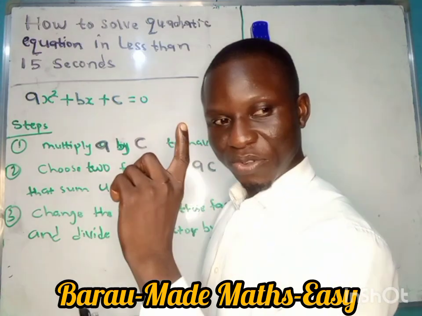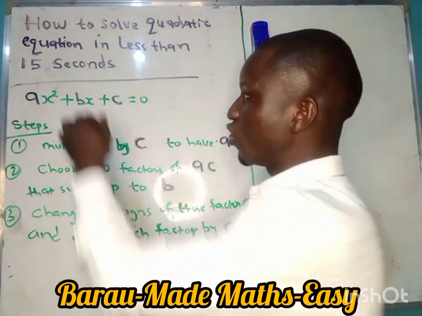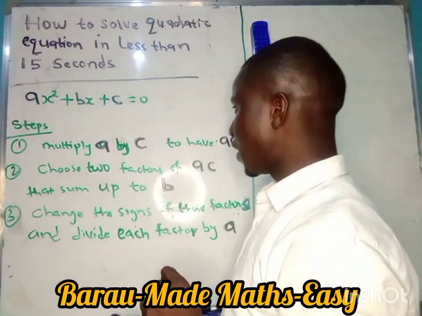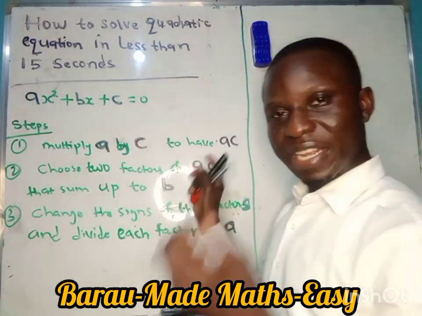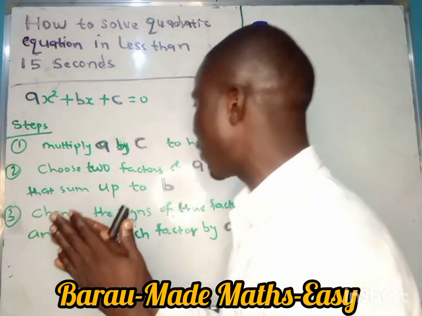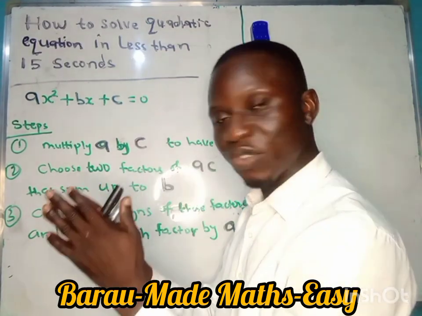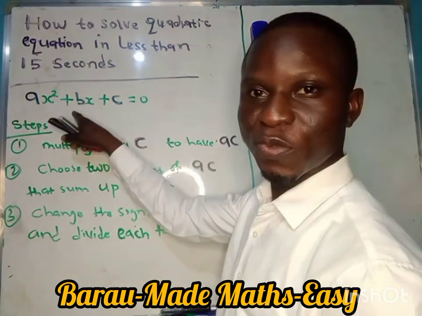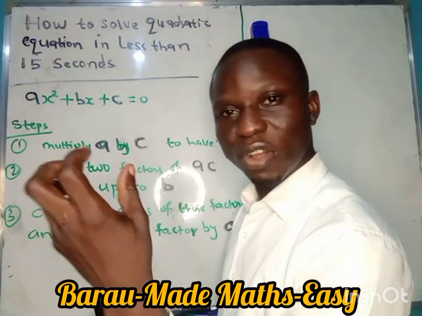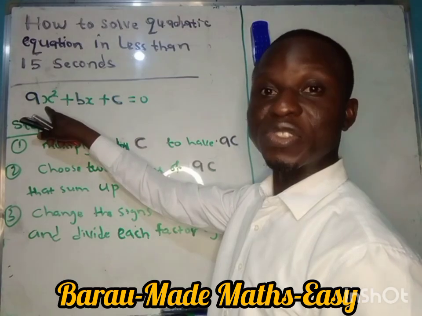The first thing to do is to multiply a by c, that is the number close to the square term, by the constant number, the one without x, to have the result ac. The next thing to do is to choose two factors, or two numbers, that when you multiply, you will get this answer ac. And when you add them together, you have the coefficient of x, which is our b. Then the last step is to change the sign of those two numbers and divide each of them by the coefficient of the square term.